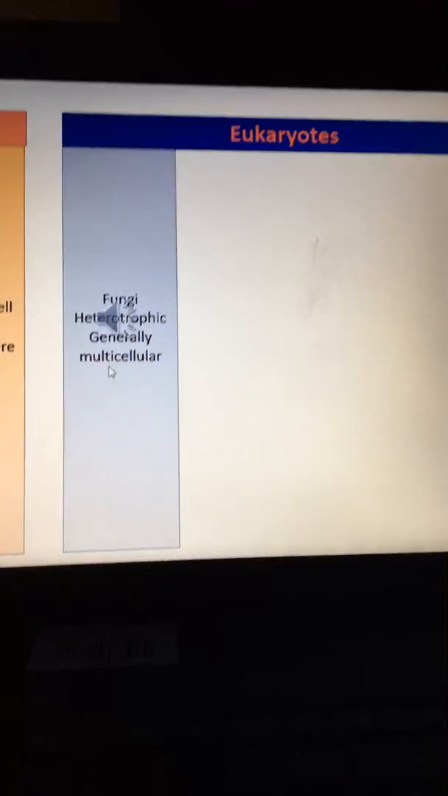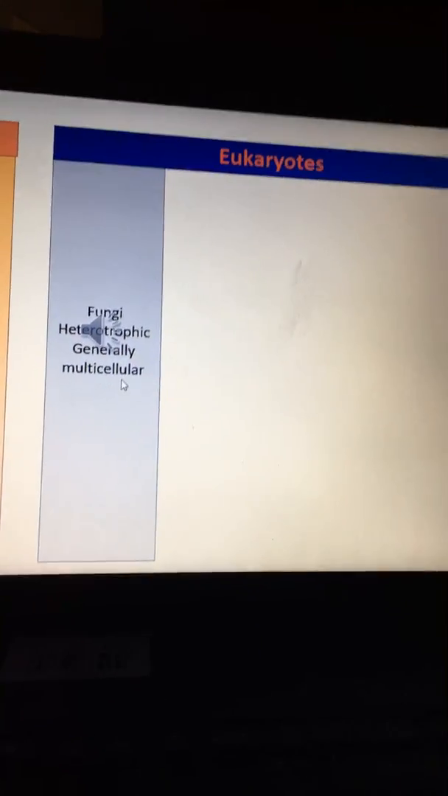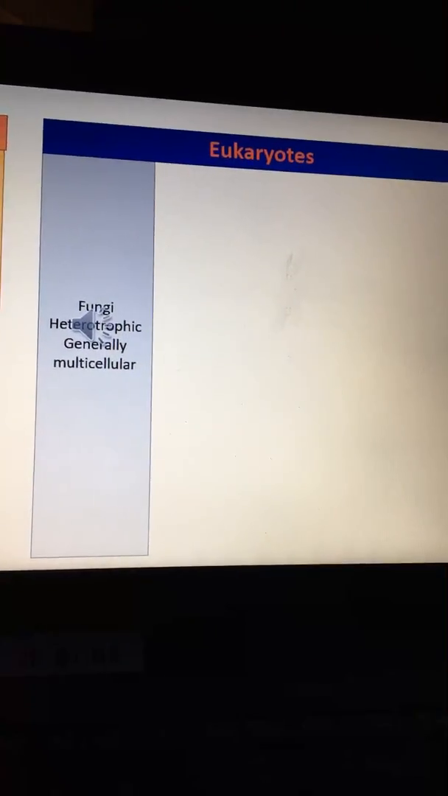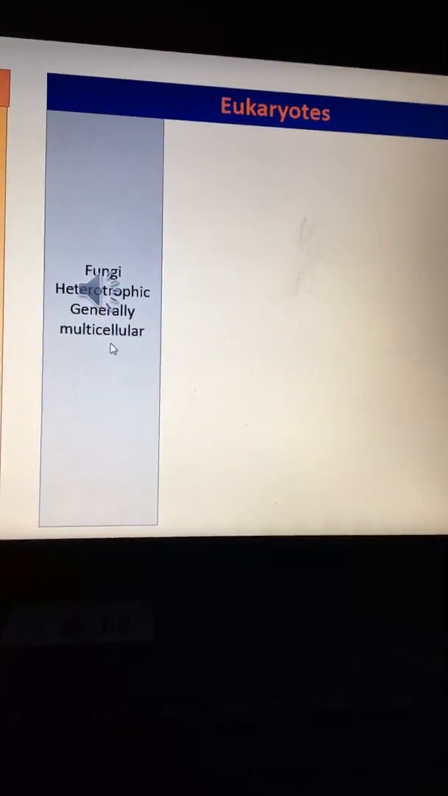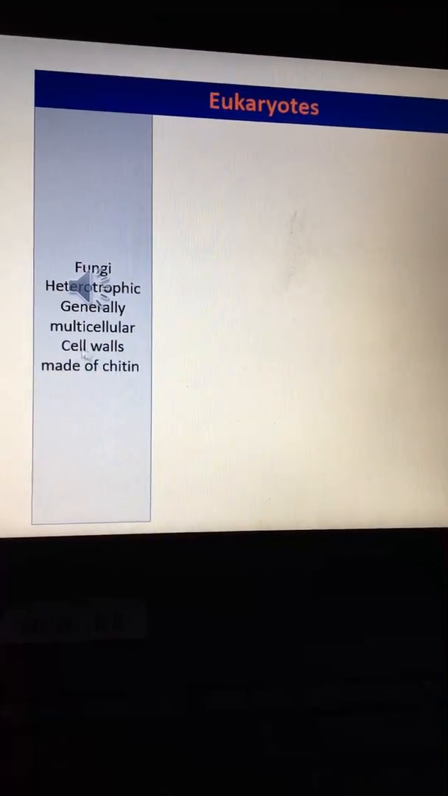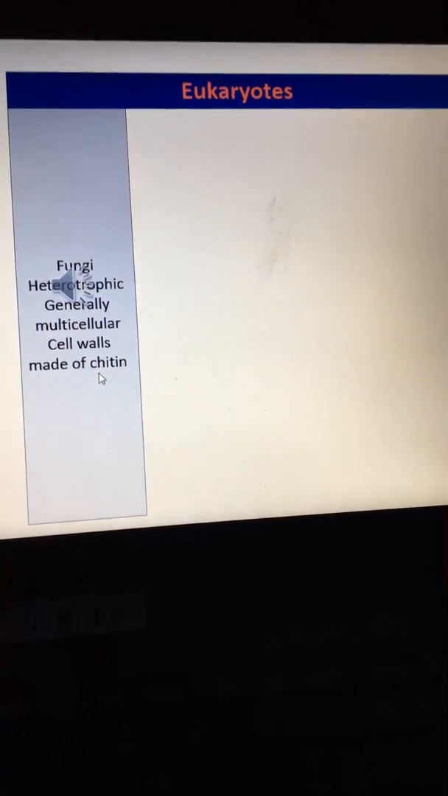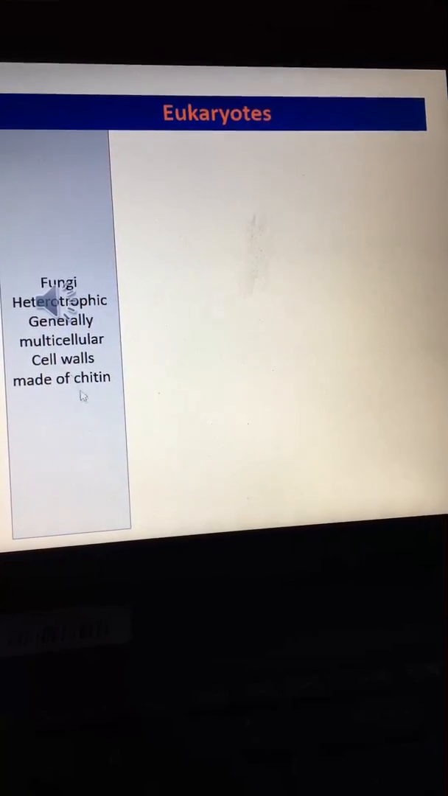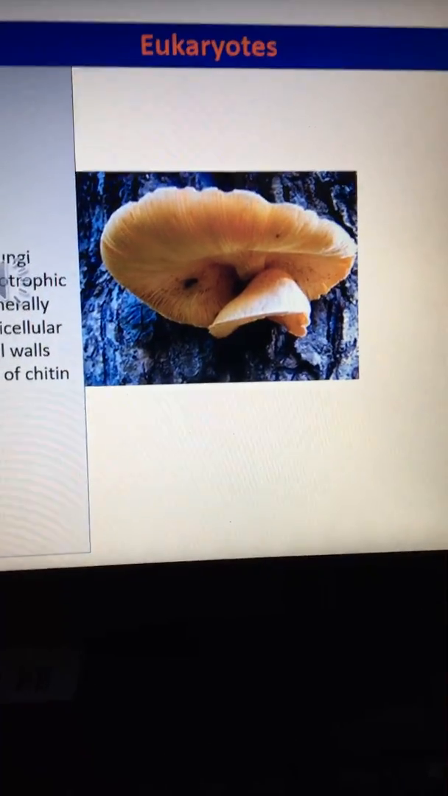So fungi are generally unicellular. There is one exception to that, and that's going to be yeast. But for the most part, when you think about fungi, you're thinking about things like mushrooms, toadstools, molds, and things of that nature, and they're multicellular. They do have cell walls, and it's made of a substance called chitin. And the chitin is the same type of substance that you would find in the exoskeletons of insects. It's a tough carbohydrate. So that's fungi. There's a nice picture of a fungus for you.